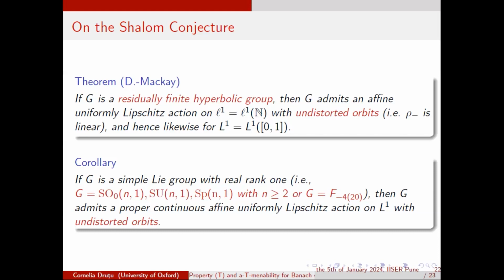In fact, there are better ways of doing that. But even for this group, it is. Of course it's known that this group is a-T-menable. So there is a proper action even by isometries on a Hilbert space, but it metrically does not behave well. It definitely does not produce undistorted orbits. The lower bound for the induced distance is the square root of the distance. And obviously for these two, it is news because these have property T. So it is really a version of the Shalom conjecture.